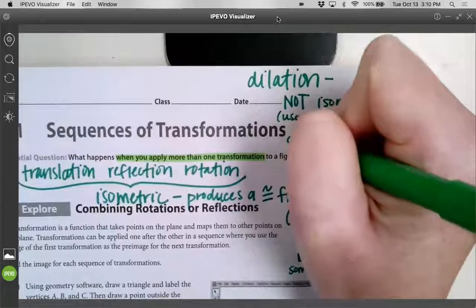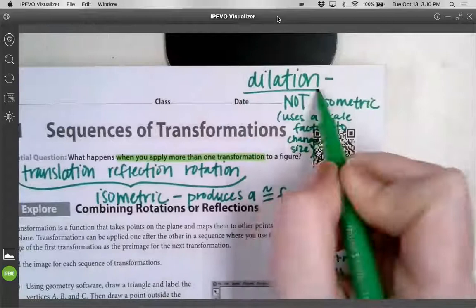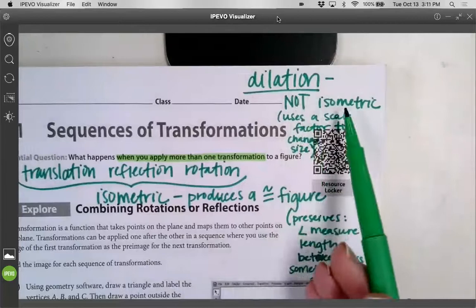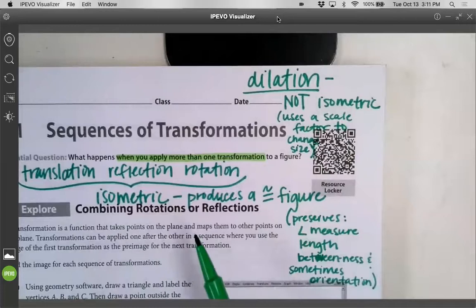Okay, so some of the sequences that you might see could be dilations. Dilations multiply your x and your y coordinates by the same number, and those would not produce congruent figures because dilations are not isometric, but all of the three that we already know about, they are isometric. They do produce congruent figures. And so we can stack those transformations on top of each other and still be assured that our figure is the same as when we started. So let's look at some examples.